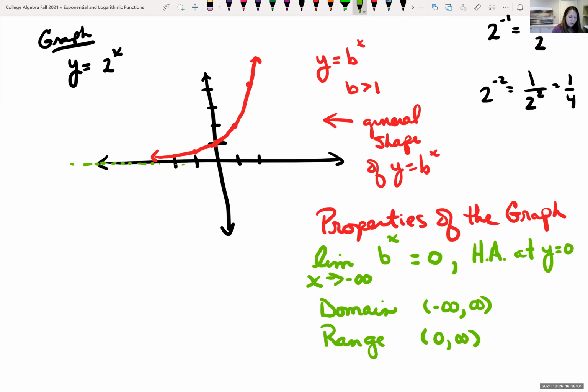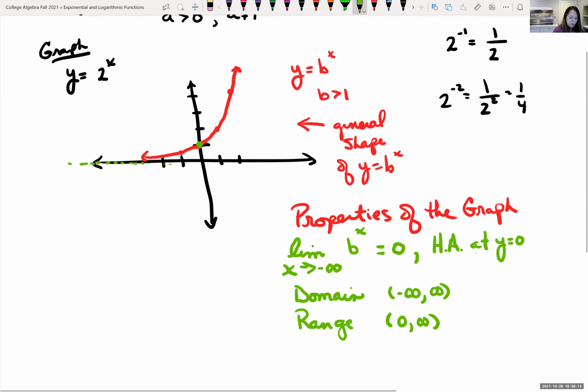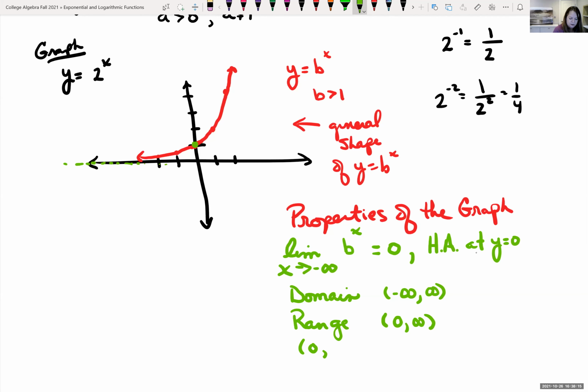And then a point that's always going to be on this graph, unless we have some transformations going on, is going to be the point (0, 1). So (0, 1) is a point on the graph.